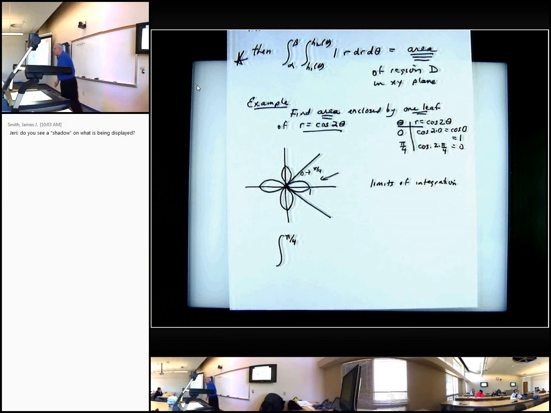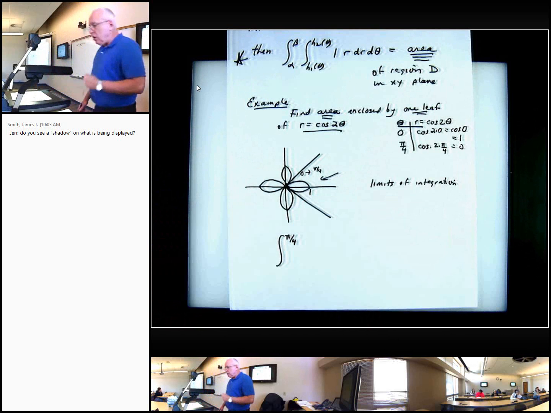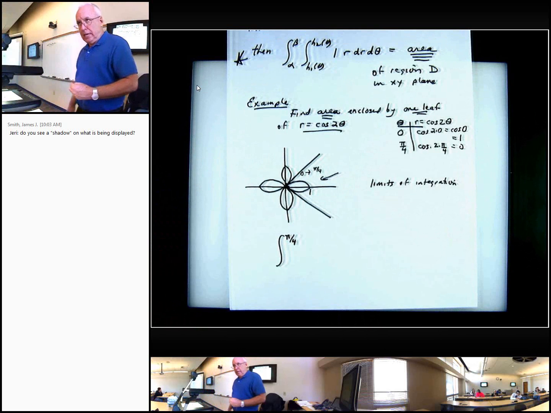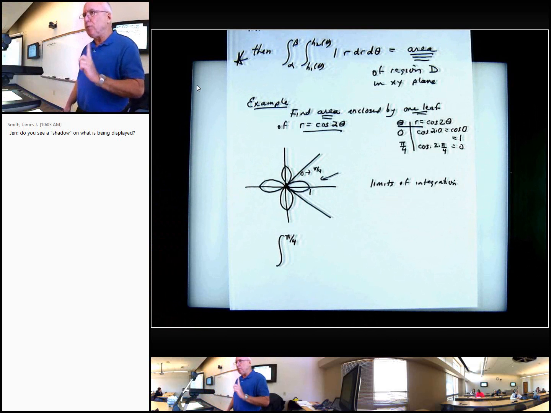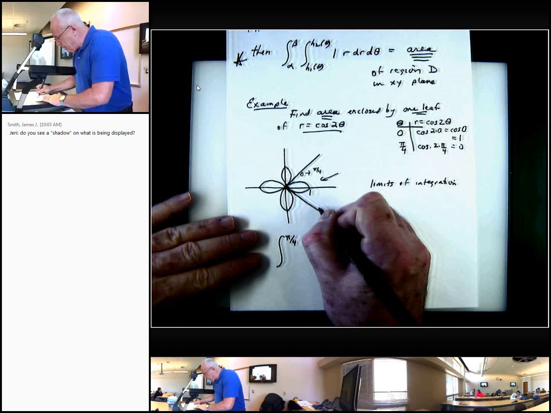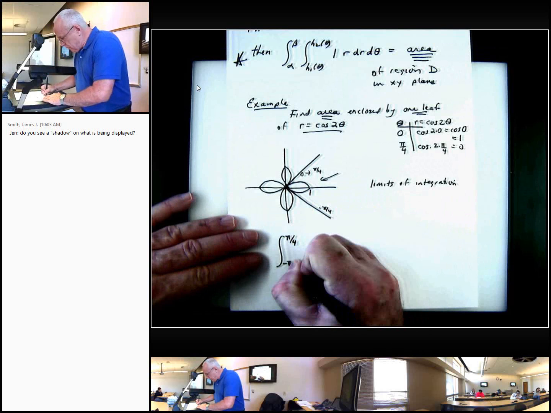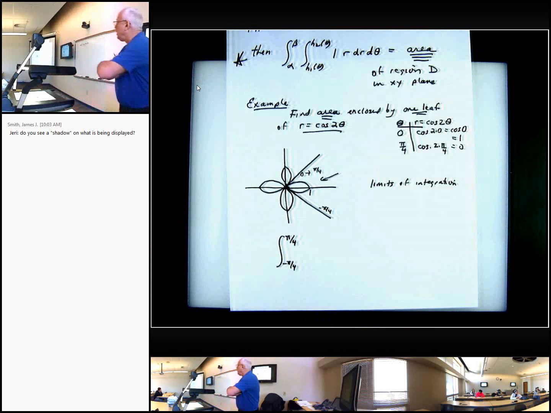Now on the bottom, my value of theta on the bottom is going to be what? Negative pi over 4. Right. So I put negative pi over 4.